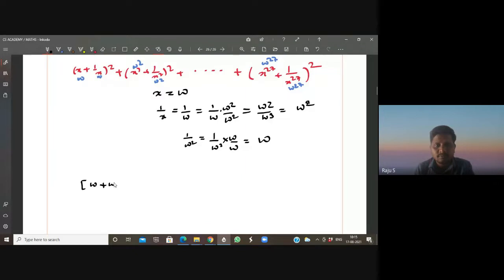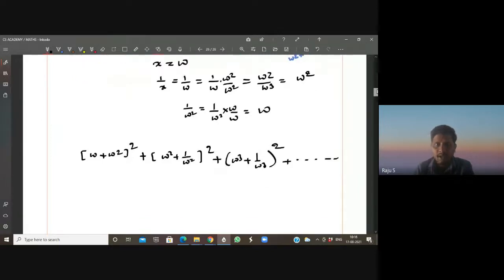Omega plus, shall I write omega square? This 1 by omega becomes, when I substitute x as omega, 1 by omega is omega square. Okay. Omega square plus 1 by omega square. 1 by omega square becomes actually omega. Here, next term is omega cube, 1 by omega cube, all to the power of 2, plus so on.